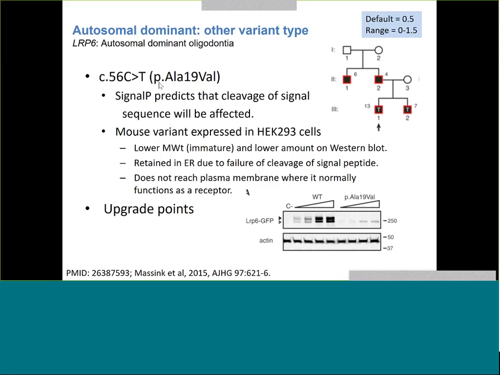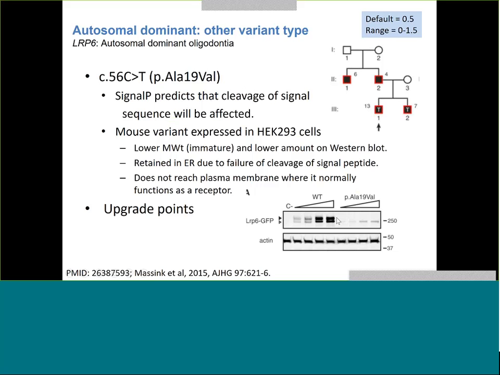And so when they found this variant, they found that it was predicted to affect the cleavage of the signal sequence. And then for some reason, I'm not sure why they looked at the mouse protein, but they were able to generate the equivalent missense change in the mouse protein, and they expressed it in HEK293 cells. And what they found was, you can see in this figure here, this is basically a Western blot, and they showed that the variant resulted in lower levels of the protein and also that it was immature.